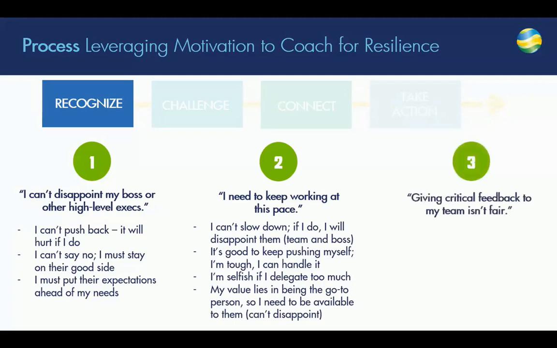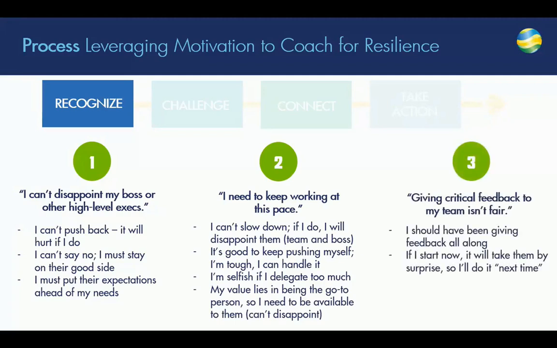And another assumption that she had was, giving critical feedback to my team isn't fair. It was actually time for their yearly evaluations, performance reviews. And I was like, okay, great. This is a good time to practice giving constructive feedback. And she was like, well, I haven't done that already, and it's not fair to them. I don't want to surprise them and I don't want to put it in writing. And I was like, okay, all right, but it needs to start at some point.